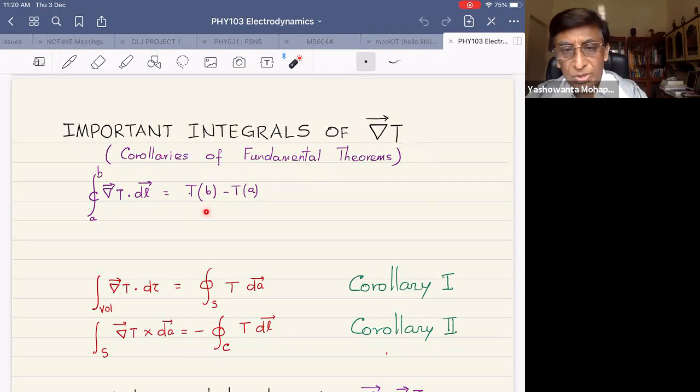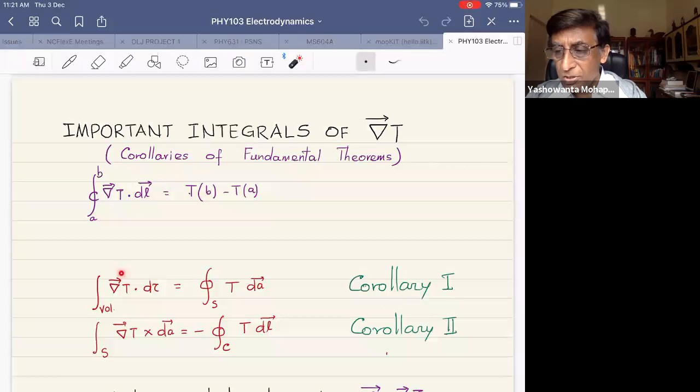You remember, of course, the fundamental theorem of gradient. That is a line integral. It is path independent and depends only on the limits a and b. Now can we think of integrals of the same gradient but over a volume? The corollary will tell you that it is indeed the scalar calculated over the surface area S. That's corollary 1, I call it.